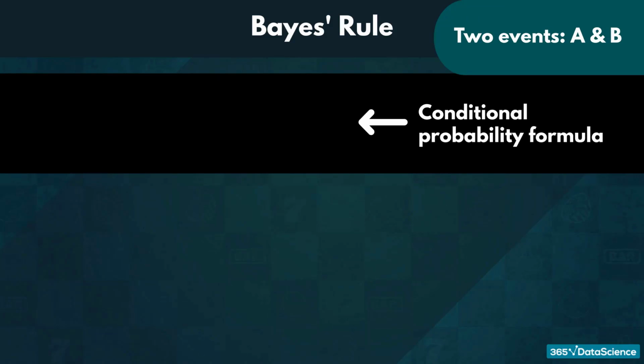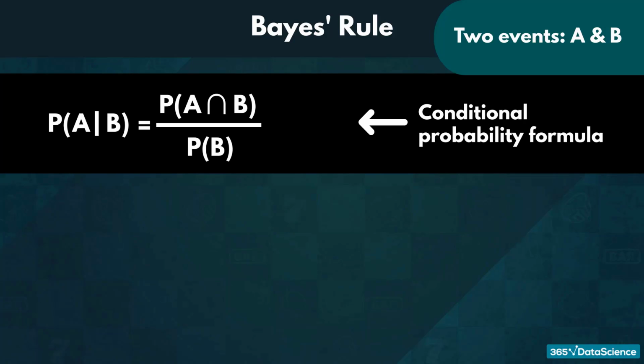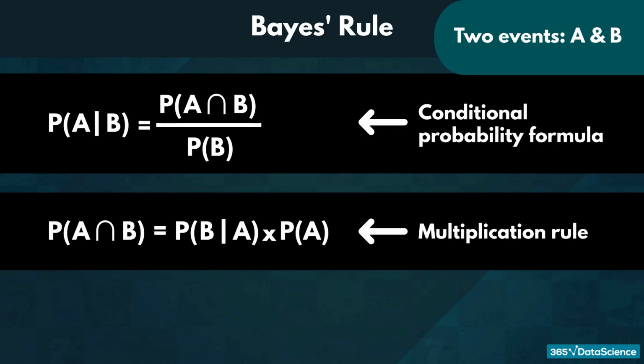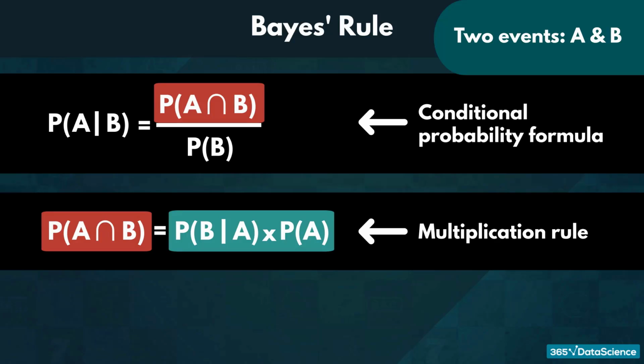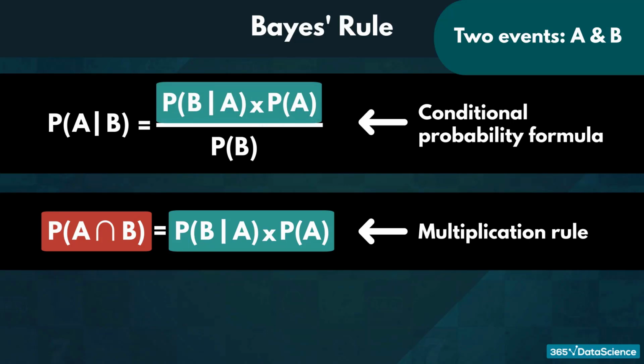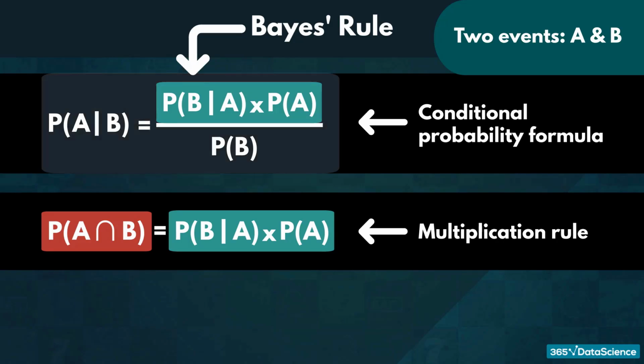According to the conditional probability formula, the conditional probability of A given B equals the probability of their intersection over the probability of event B. Using the multiplication rule, we can transform the numerator of this fraction to get the probability of the intersection of A and B equals the conditional probability of getting B given A times the probability of getting A. Therefore, the conditional probability of getting A given B is equal to the following fraction: the conditional probability of getting B given A times the probability of A divided by the probability of B. This equation is known as Bayes' theorem.